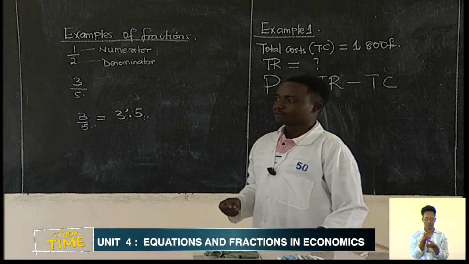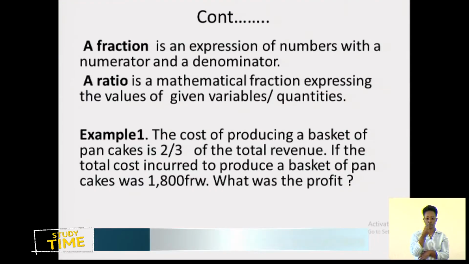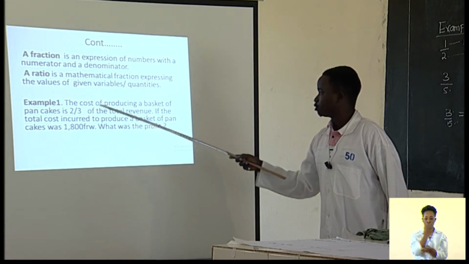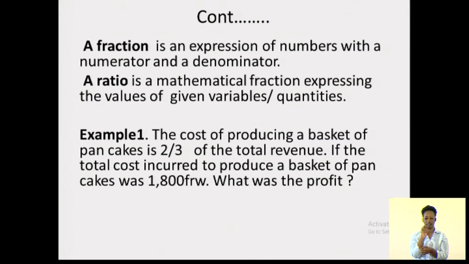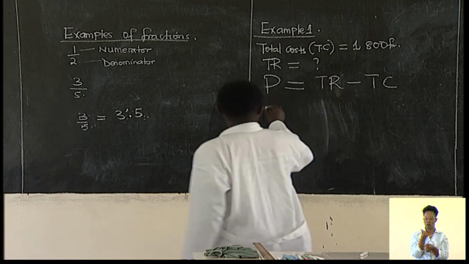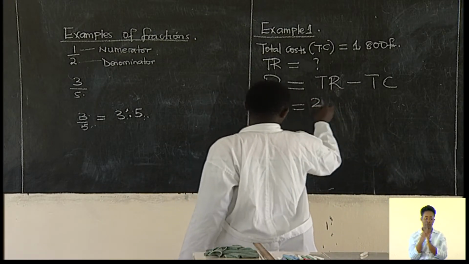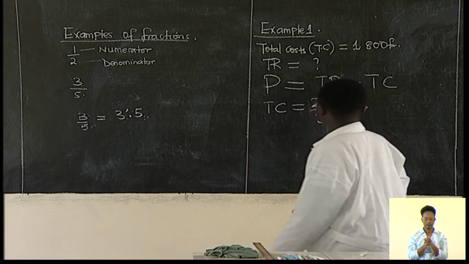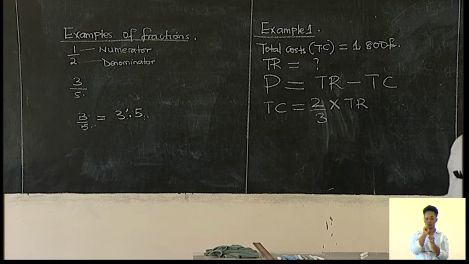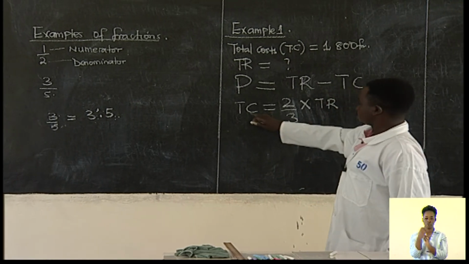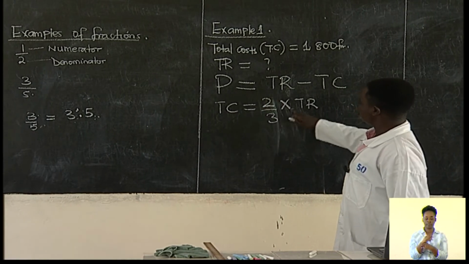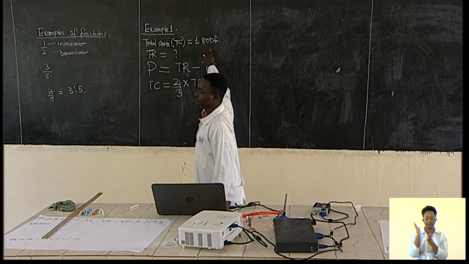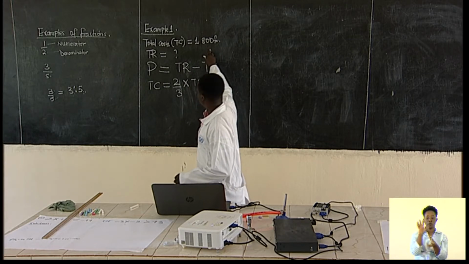But here, we have that the cost of producing this basket of pancakes is 2 out of 3 of total revenue. So total costs is 2/3 of total revenue. And here we have been given the total costs incurred.